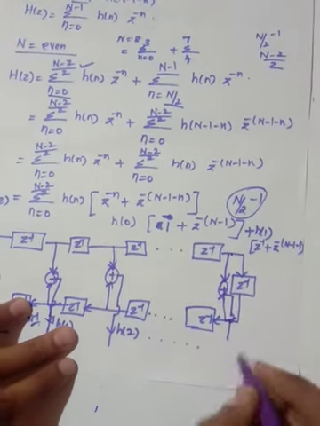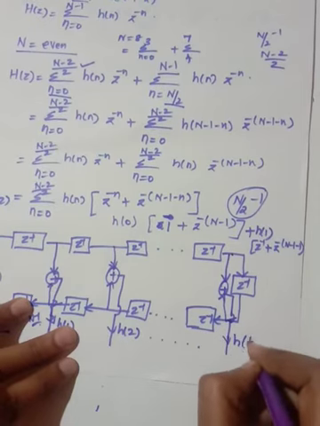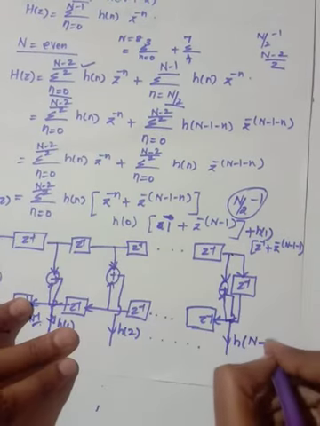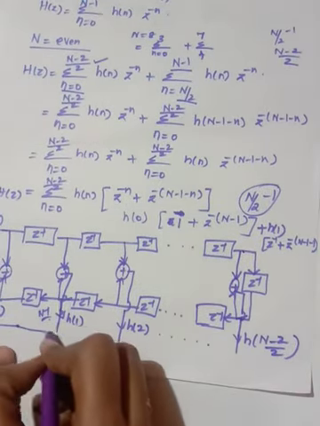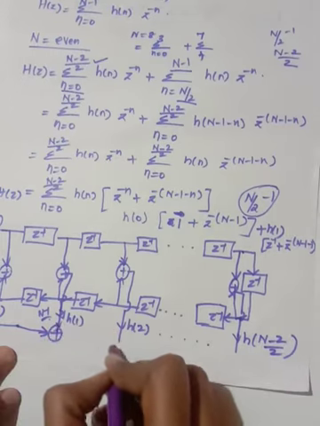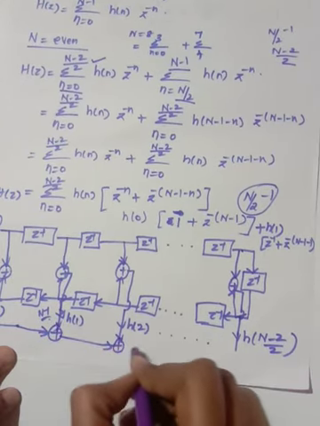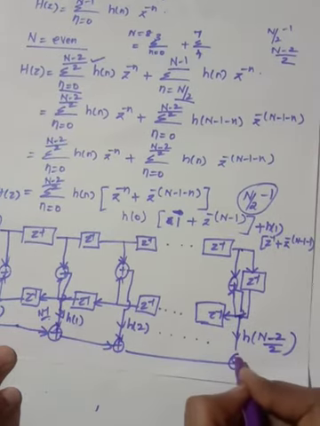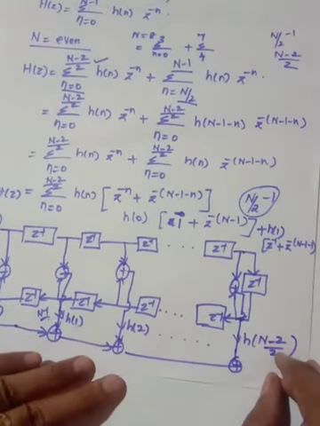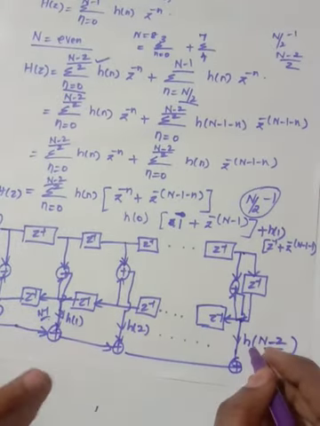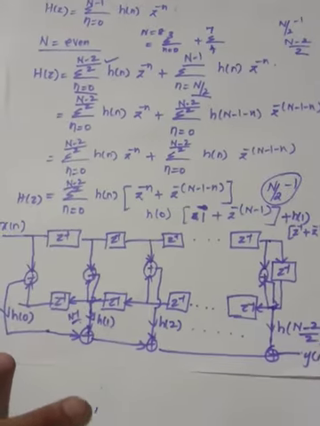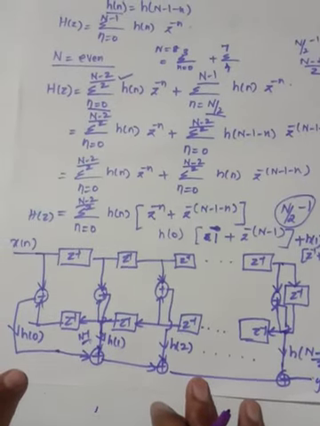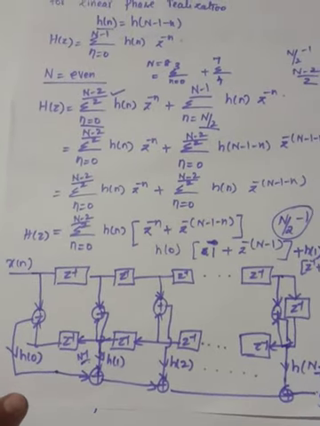Now we will get h of n, so here n minus 2 by 2. Okay, so now you need to perform an addition operation of these things. So finally you will get a resultant like this. Okay, so this is your output y of n. So here this is for n is equal to even case. Similarly we are going to draw for n is equal to odd case.